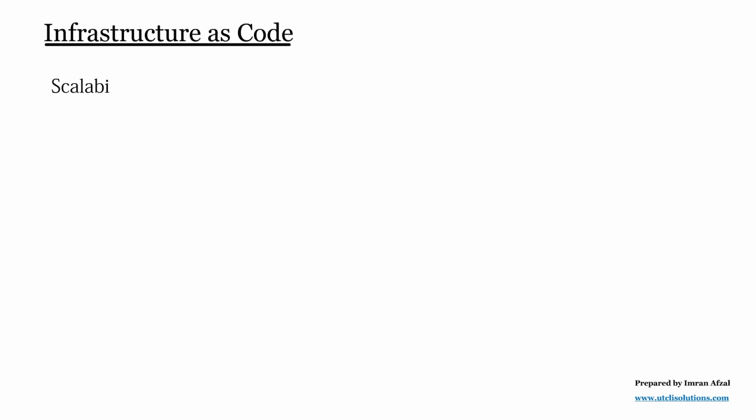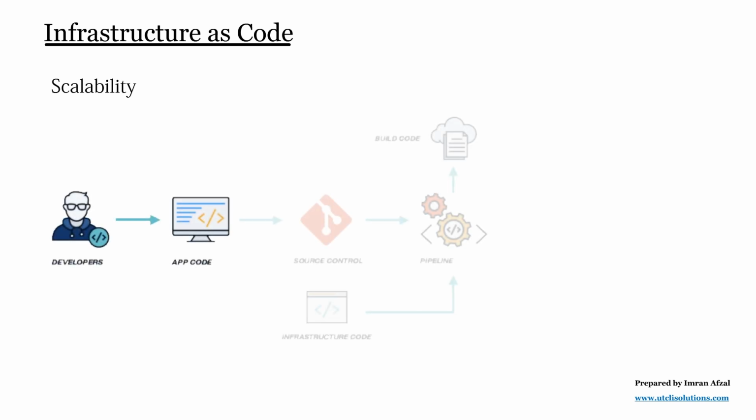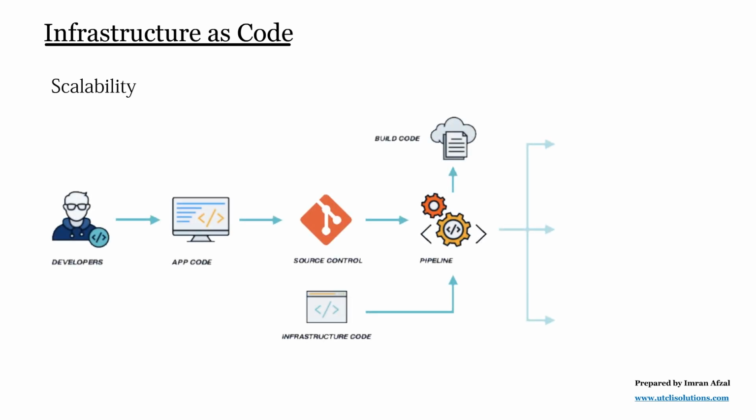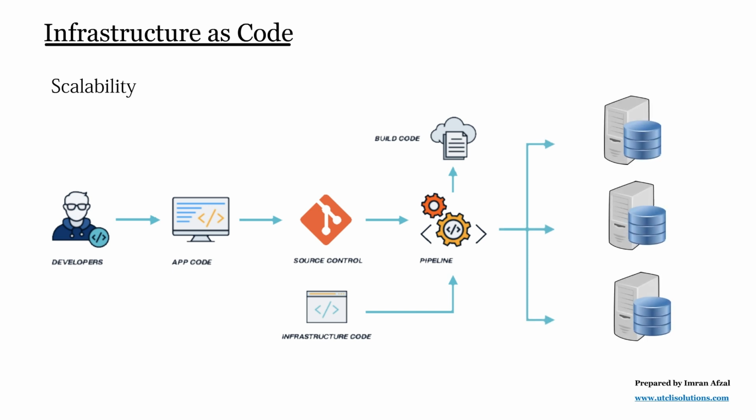Then we have scalability. When your application needs to grow, you can easily create and manage multiple servers and resources with the help of IaC. In this way, the application will be able to handle more users or data.